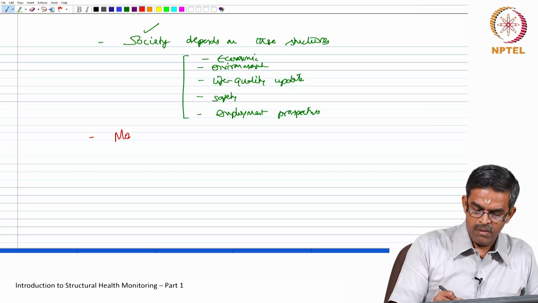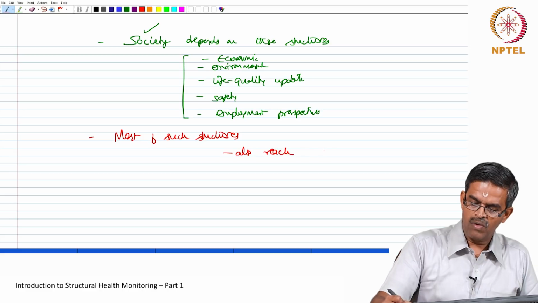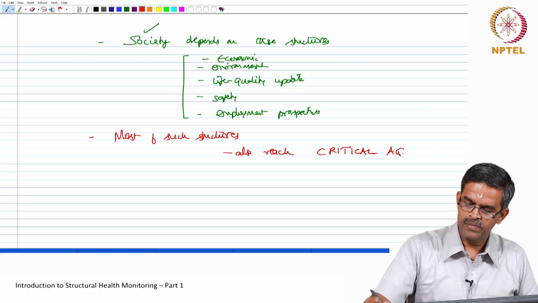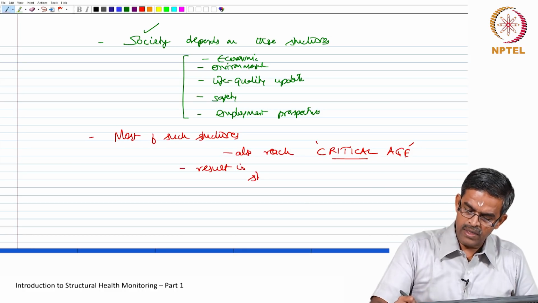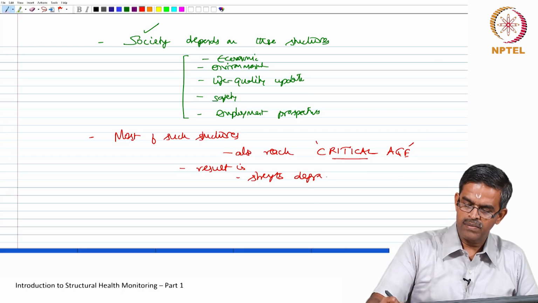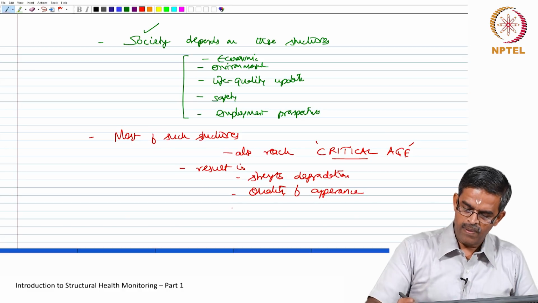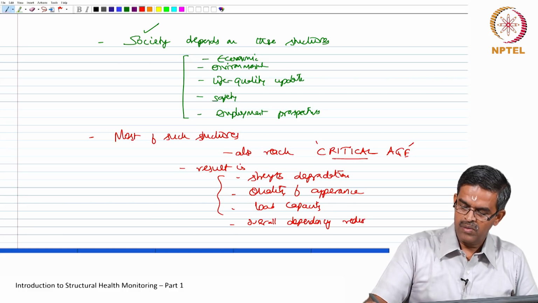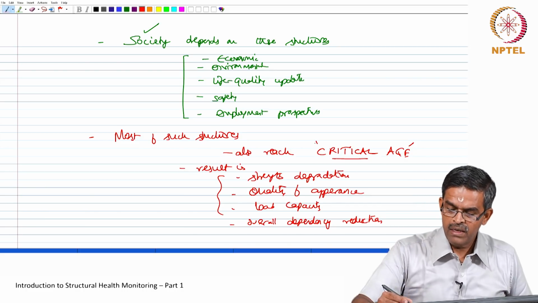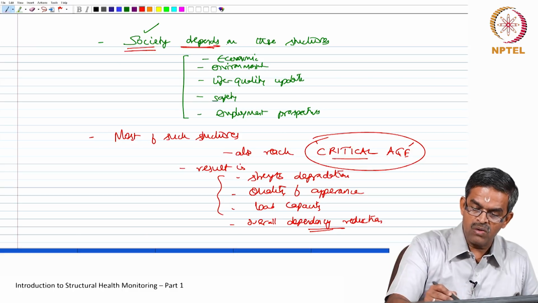but unfortunately, most of such structures also reach what we call as critical aging. Which can result in strength degradation, quality of appearance, load capacity, and overall dependency reduction. Please understand, friends, aging can lead to reduction in dependency, whereas society depends on these structures.